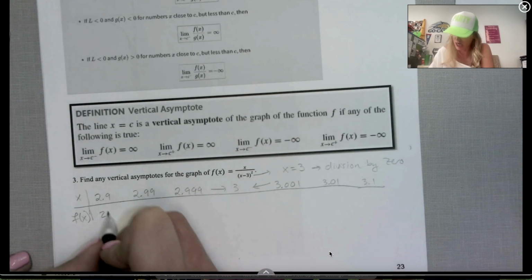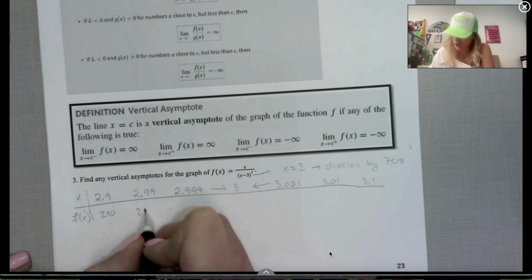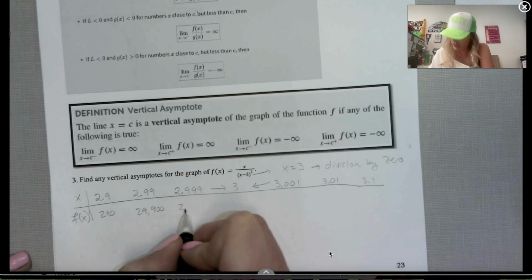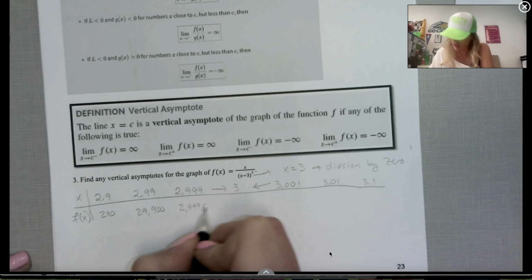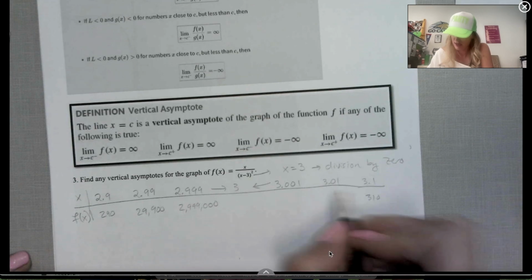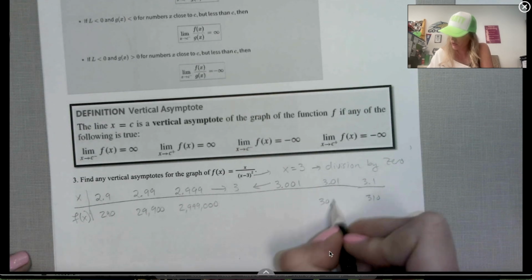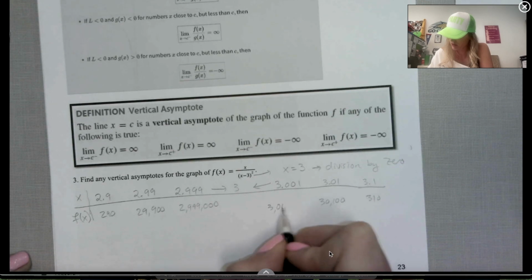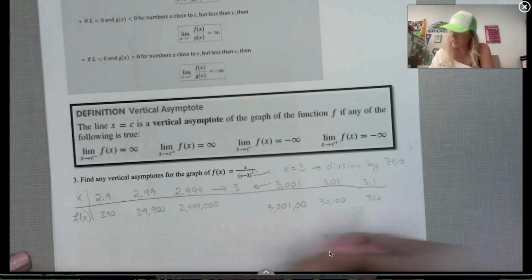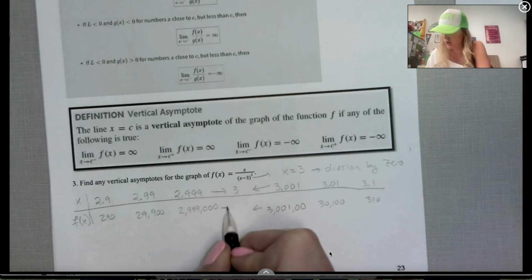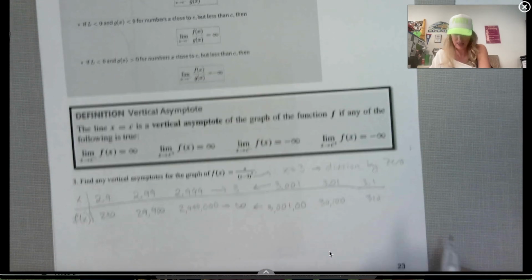Okay, so if I were to plug these different values in for x into this function, here's what I get. So I got 290, 29,900, and then 2,999,000. Okay, on this right side, started at 310, then 30,100, then 3,001,000. Okay, so we can see these numbers are getting extremely large. So these ones are approaching positive infinity.